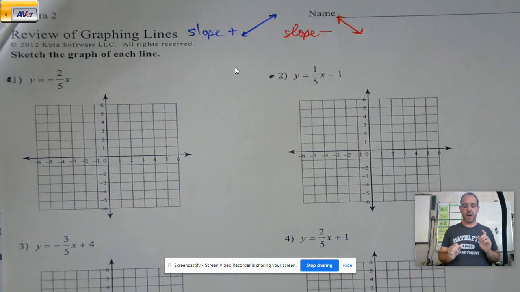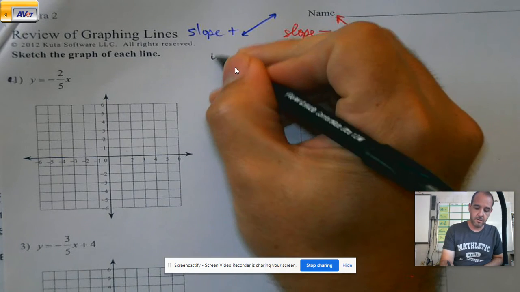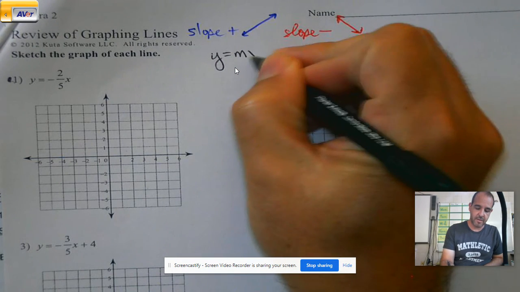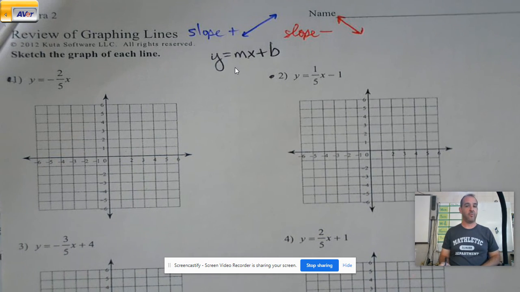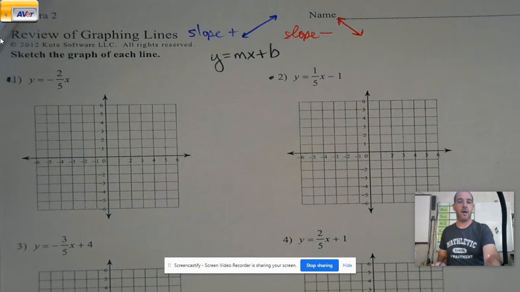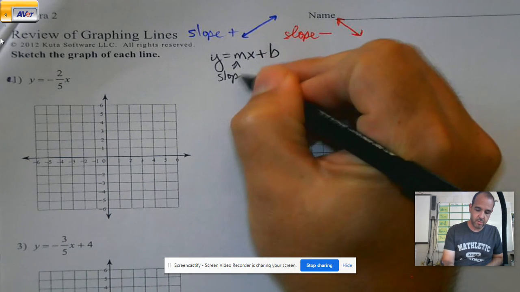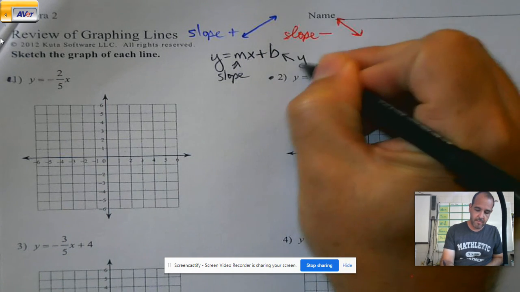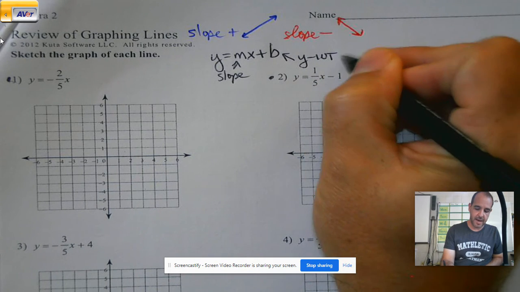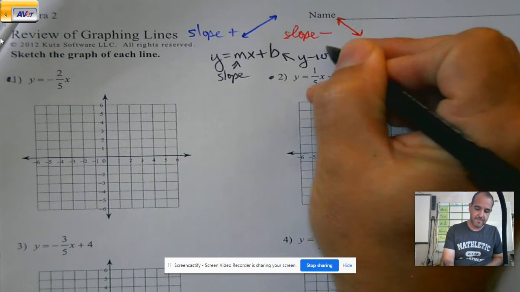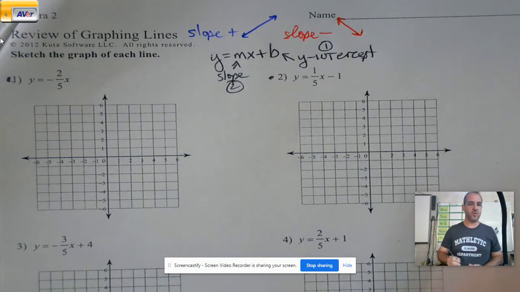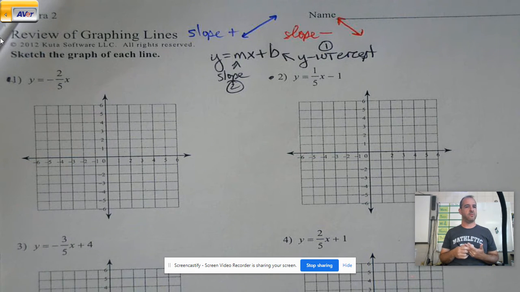The other thing I want you to keep in mind is when we're graphing, most of the time things are going to be in what's called slope-intercept form, y equals mx plus b, where m is my slope, and b is my y-intercept. And typically, we're going to be doing our y-intercept first and our slope second. So just a couple of general notes to think about as we're doing these.